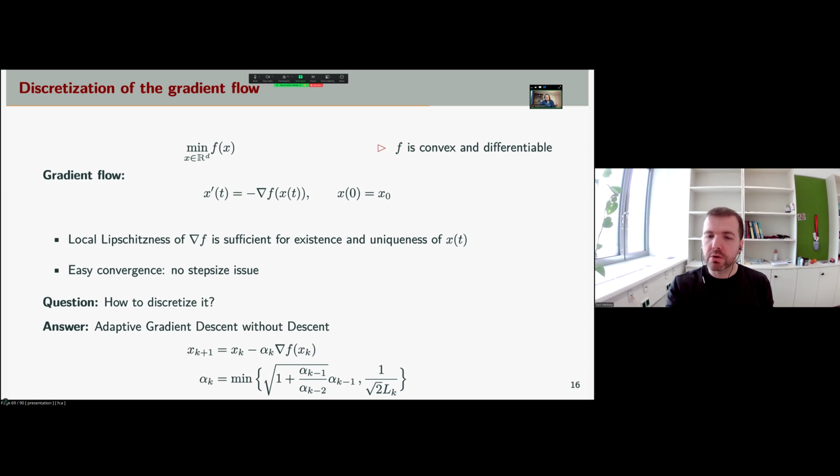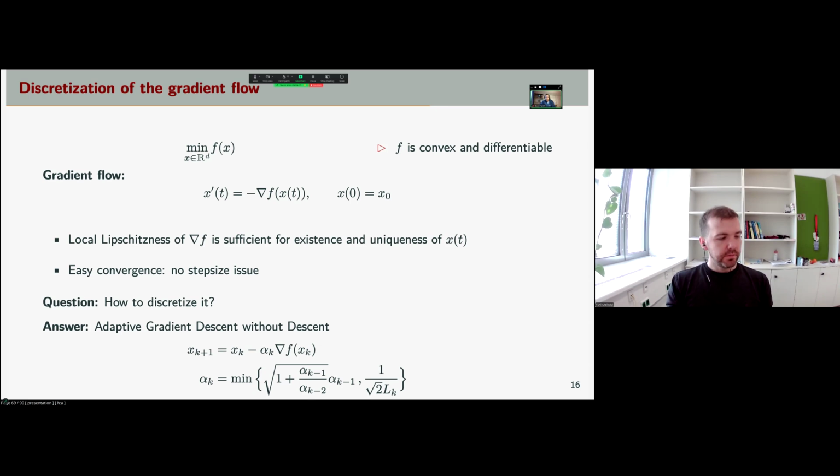Because with this one, you also don't care about step sizes. The formula for the step size is explicit here. So in some sense, you also don't care about the step size issue, and it also converges under exactly the same assumptions as the classical gradient flow, local Lipschitzness of the gradient and convexity. So there is a one-to-one correspondence between what was in the continuous case and now in the discrete case, which is kind of nice.